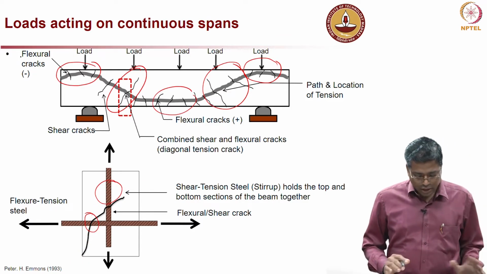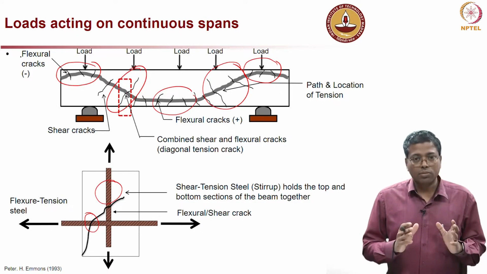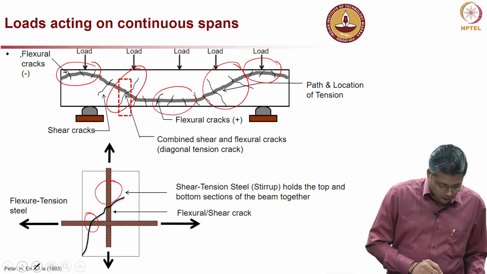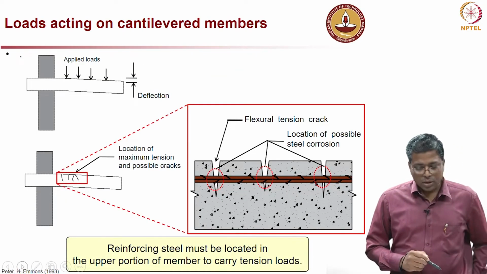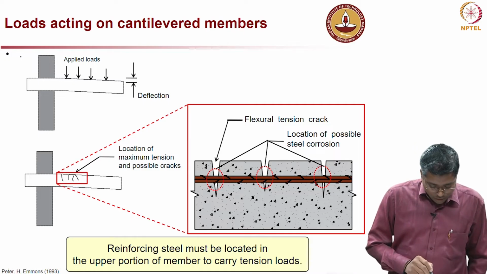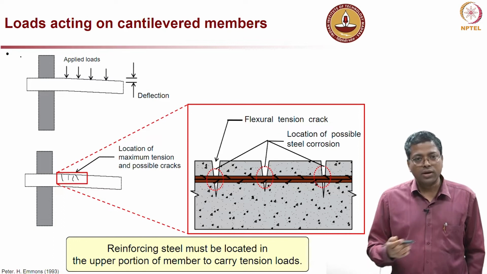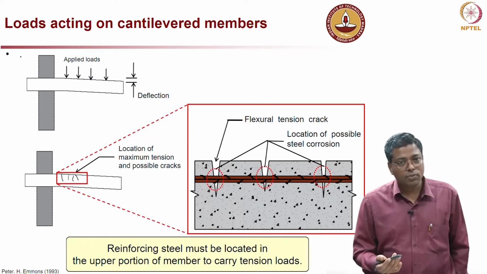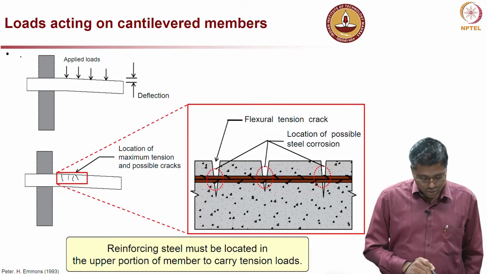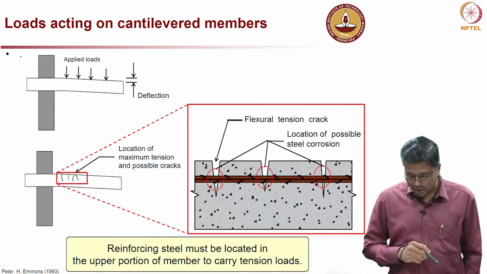So, we can decide by looking at manifestations of cracks how to handle or address those issues. Now, loads acting on a cantilever member. Again, if you see cracks on the top portion of the cantilever near the support, we know the reason for that: it is a flexure crack due to the negative bending moment acting in that region.